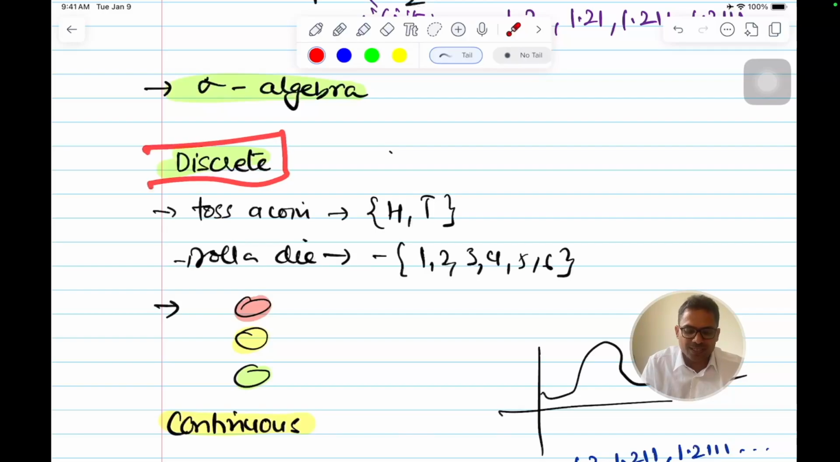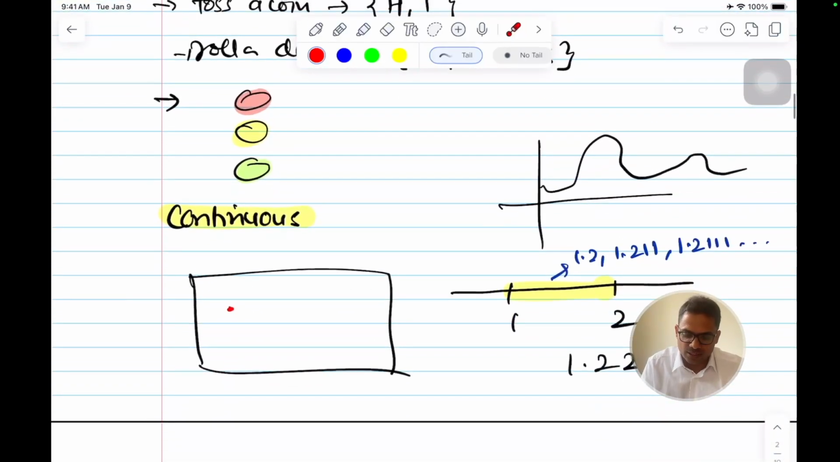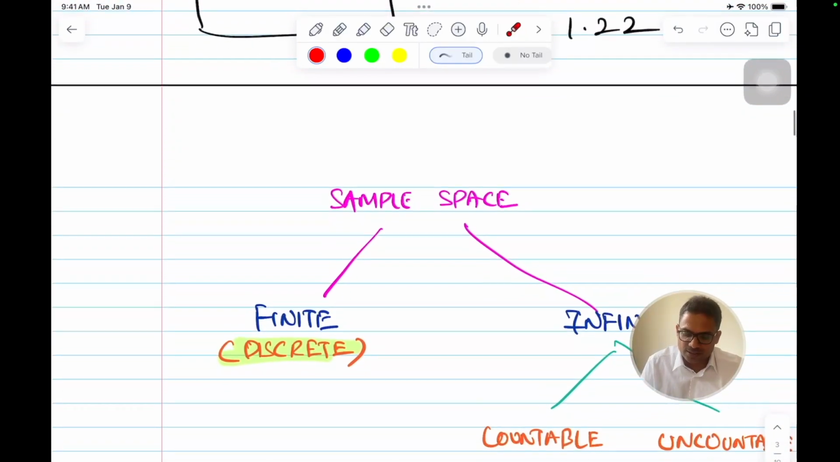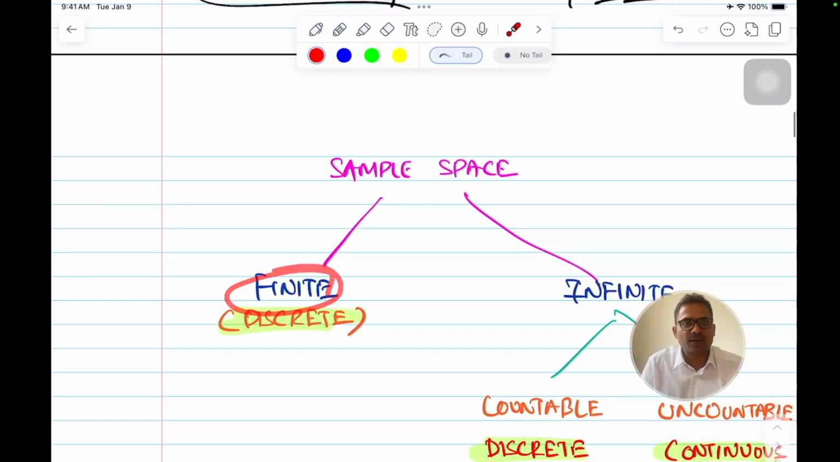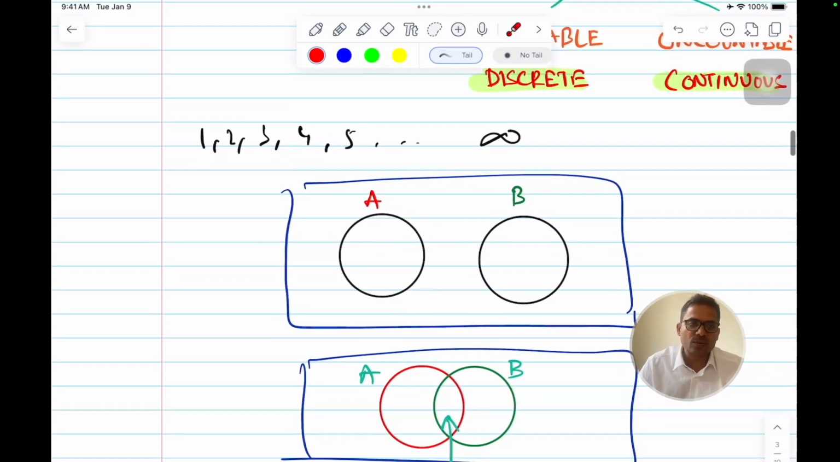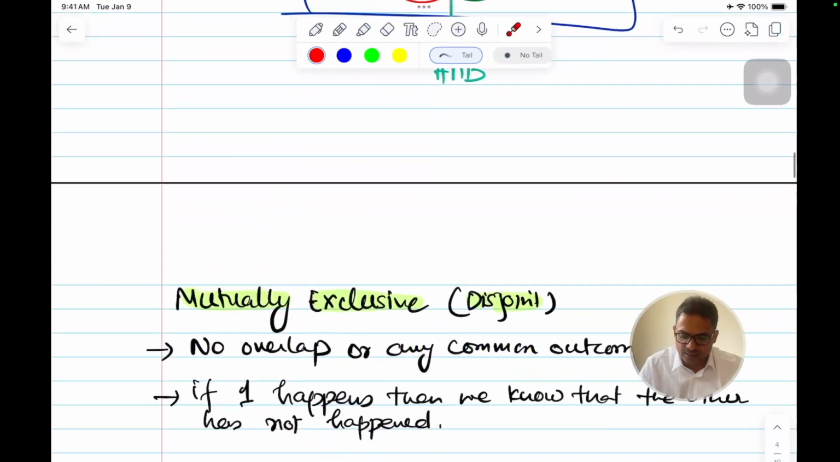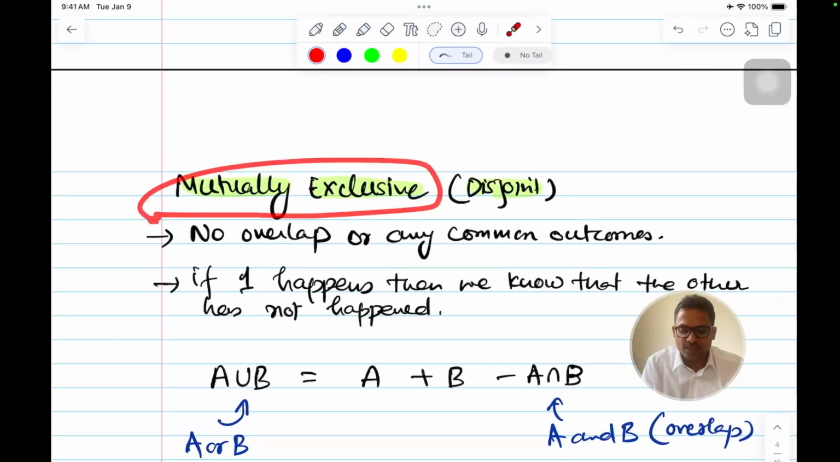Then we discussed what is discrete and what is continuous. In short, if it is countable and finite, then it's discrete. And if it's infinite and countable, then even then that is discrete. Else, if it is infinite and not countable, then we say that it is continuous. For example, when we have a graph like this, or any line segment, this is what is discrete and continuous.